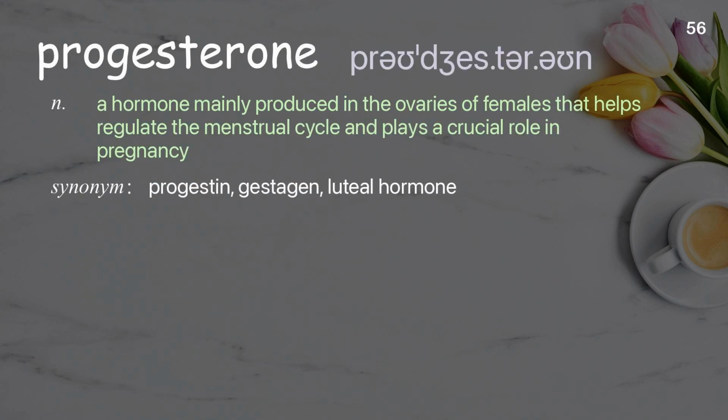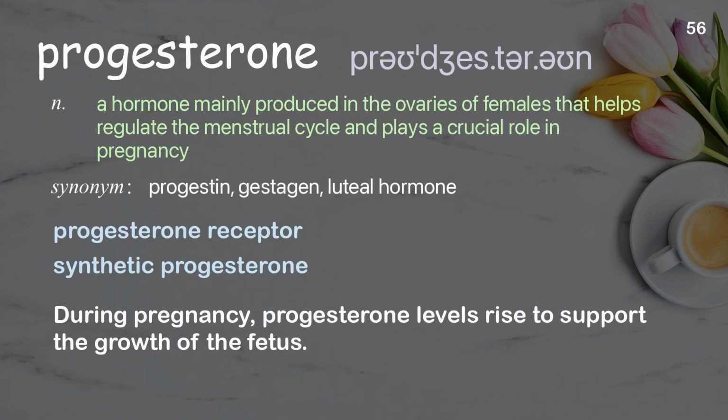Progesterone. A hormone mainly produced in the ovaries of females that helps regulate the menstrual cycle and plays a crucial role in pregnancy. Examples: progesterone receptor, synthetic progesterone. During pregnancy, progesterone levels rise to support the growth of the fetus.